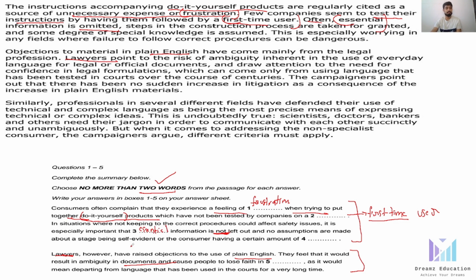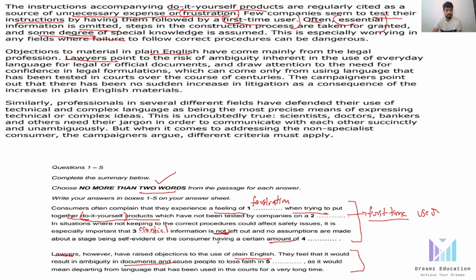Okay, and no assumptions are made about a stage being self-evident or the consumers having a certain amount of dash. We'll see what a consumer has. Steps in the construction process are taken for granted and some degree of special knowledge is assumed. Some degree of special knowledge.